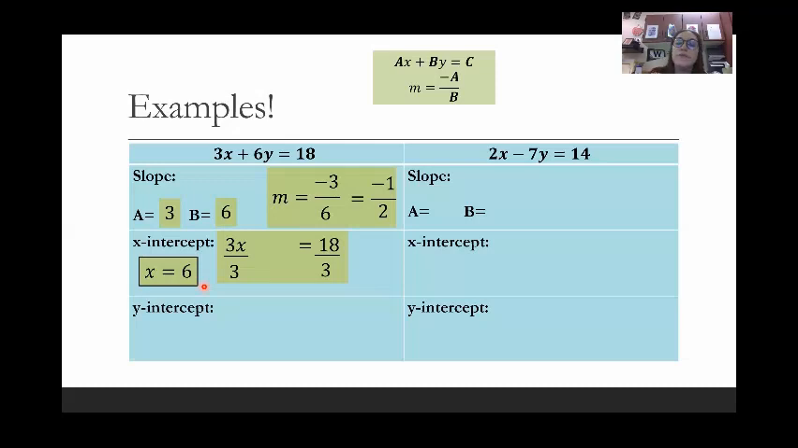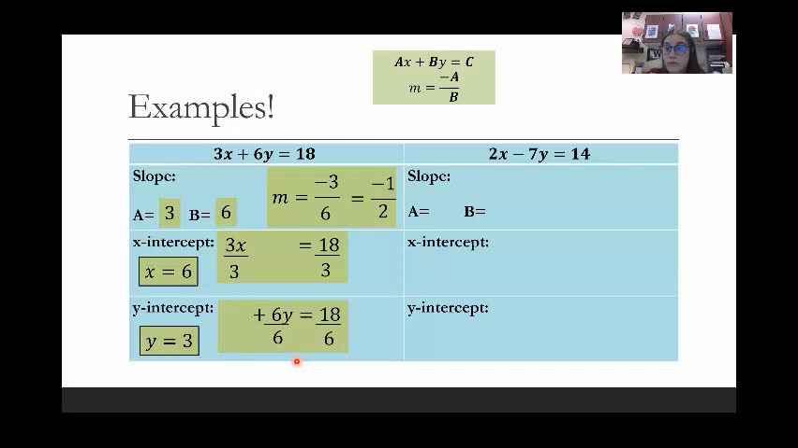We're going to do the same thing for the y-intercept. Instead of covering up the y, we're going to cover up the x. So we have a positive 6y equals 18. I leave the plus sign there because if it's a minus sign, we have to make sure we're dividing by that negative. So think about this as dividing by a positive 6 on both sides. Well, 18 divided by 6 gets us 3. So our y-intercept is 3.